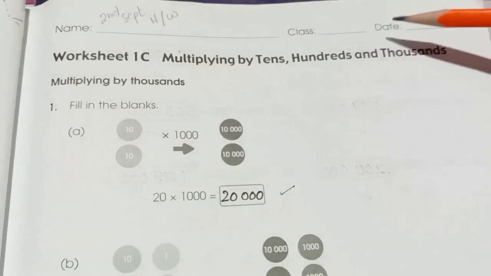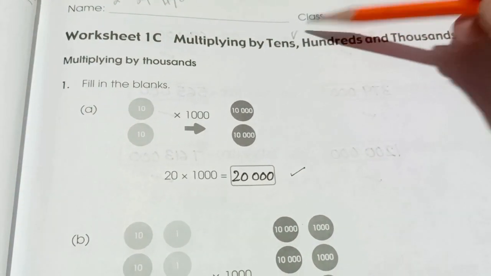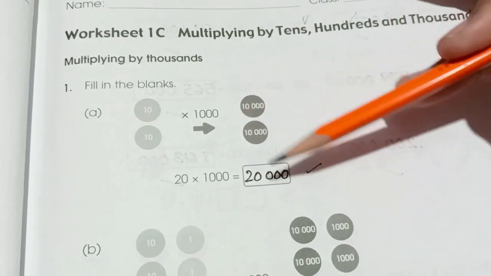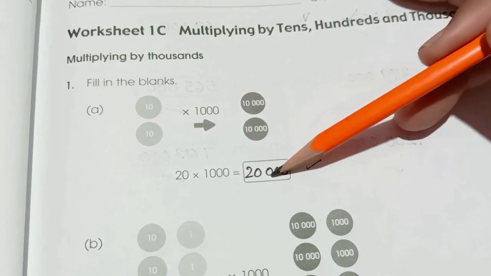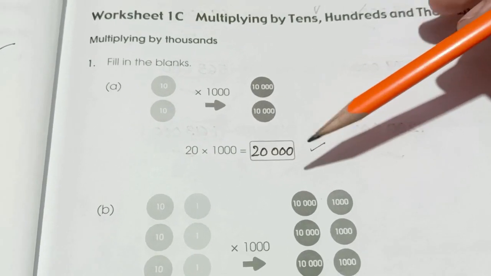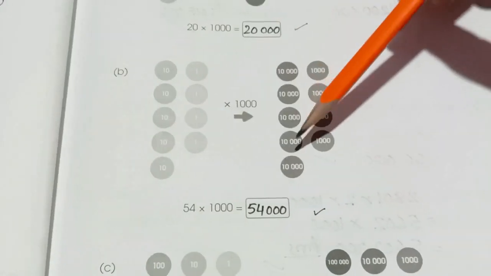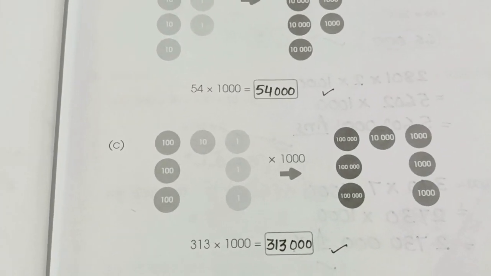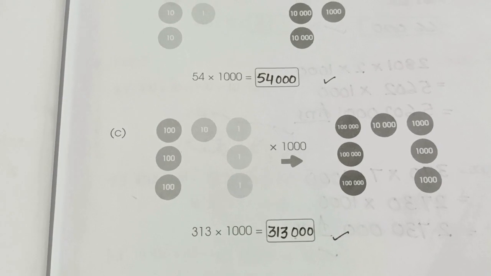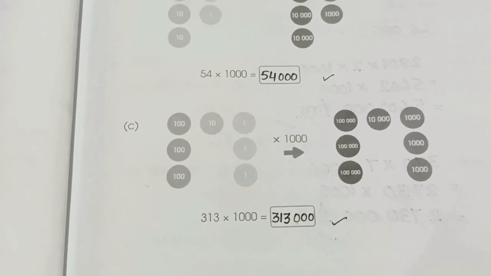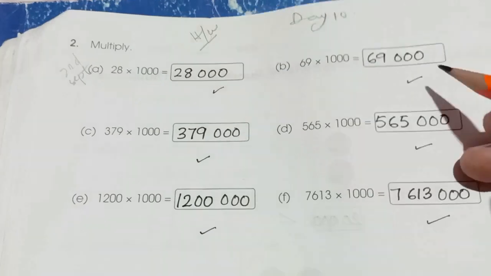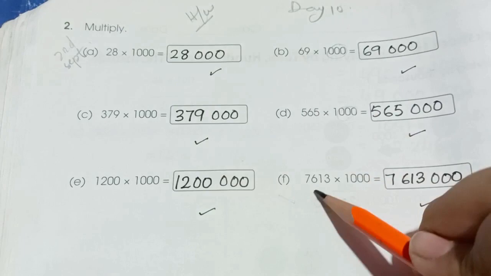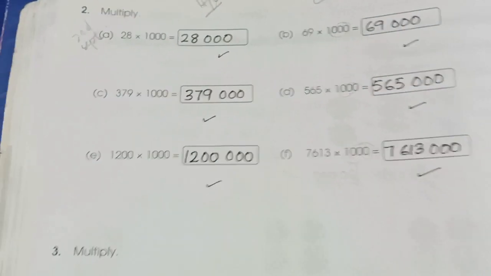Now we have worksheet 1C. We have done 10, 100. Now we are doing 1000. In 1000 we are adding 000 to the number 20. When we add 000 to 20, it becomes 20,000. 54,000. 313,000. Again here we are just adding the 0s to the number: 69 and 000, 565 and 000, 7613 and 000.